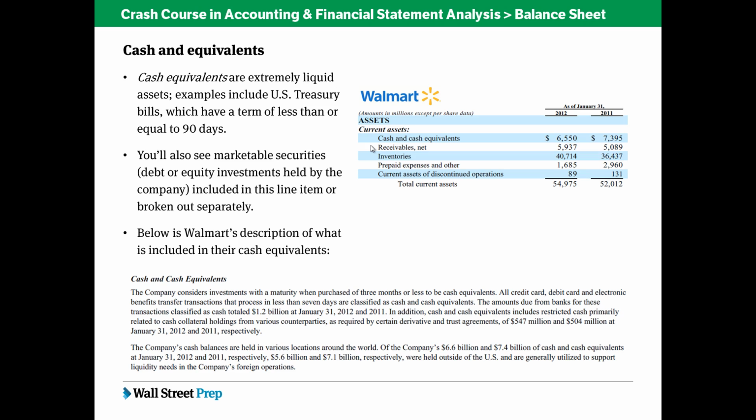When you think about cash, it's not just straight cash when you see it on the balance sheet. There are also cash equivalents, which are basically anything that could be easily converted to cash. So think about money market accounts, or again, U.S. Treasuries, which could at any moment be sold, which are short-term in nature.